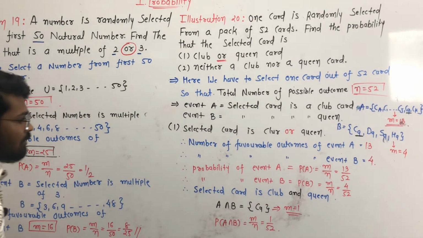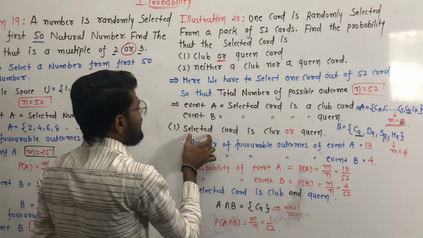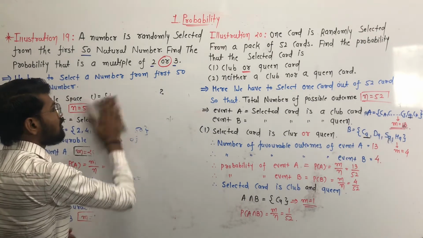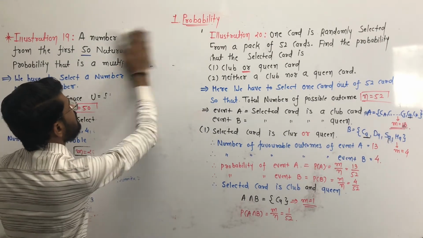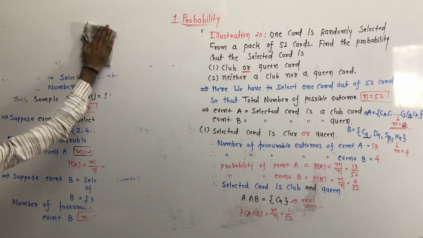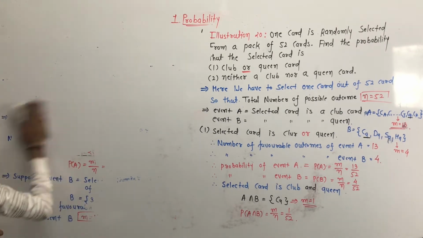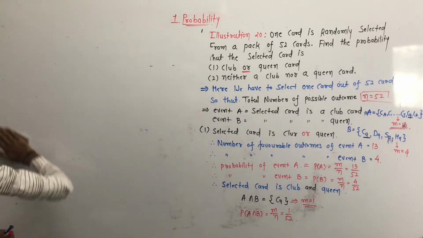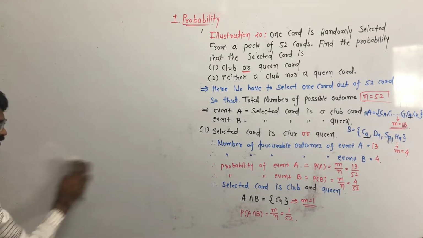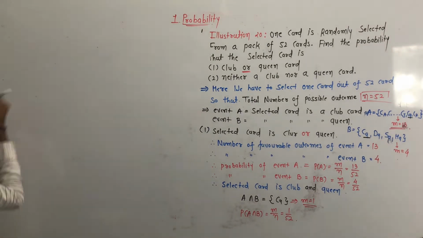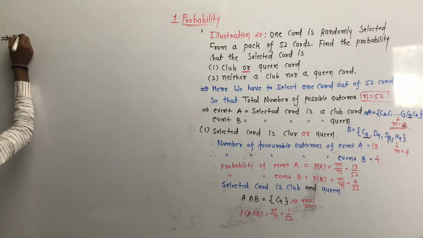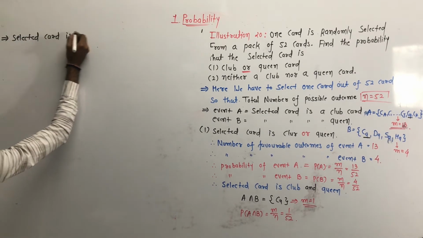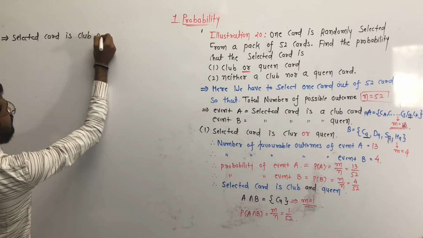Clear? Okay. But we have to find the probability that the selected card is a club or a queen. "Or" means the union. So we have to find the probability of the union of events A and B, and we can find it from the law of addition of probability.